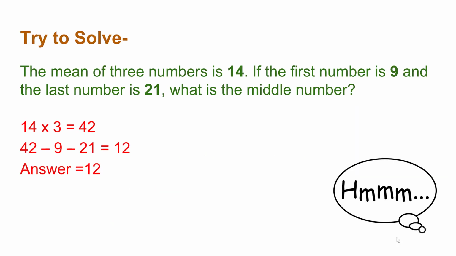The mean of 3 numbers is 14. If the first number is 9 and the last is 21, what is the middle number? First, what we have to do is work backwards. 14 times 3 is 42. Then I would subtract 42 minus 9 minus 21, which will give us 12. Because there's 3 numbers anyways, they're giving us 2 numbers. So no matter what, 12 has to be the middle number. Because if you add 12, 9, and 21, you get 42.